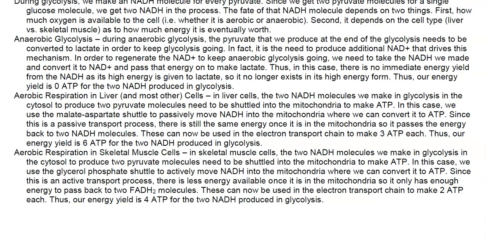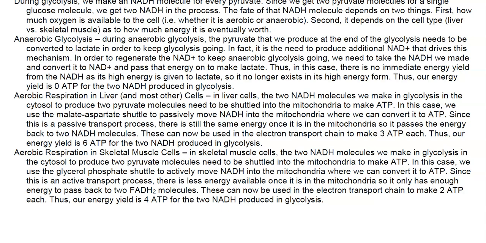In aerobic respiration in liver, the NADH we make is passively transported through the malate aspartate shuttle into the mitochondria. Each one gives an NADH in the mitochondria as well. So since it's 3 ATP each, that gives me 6 ATP for the 2 NADHs.